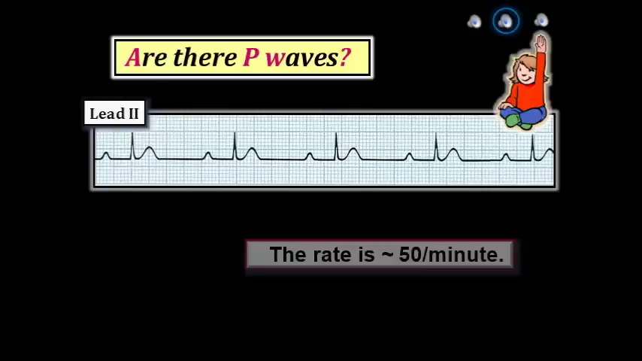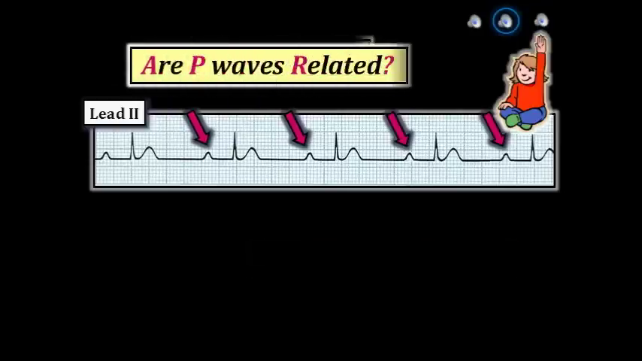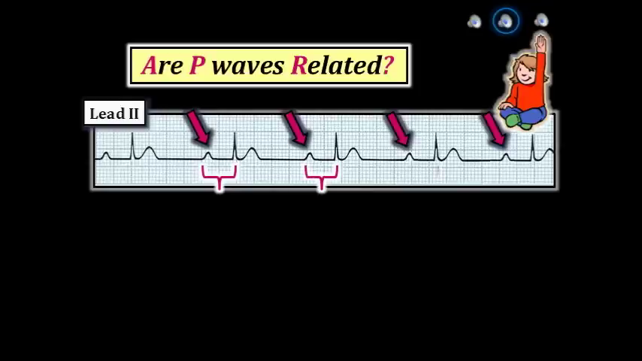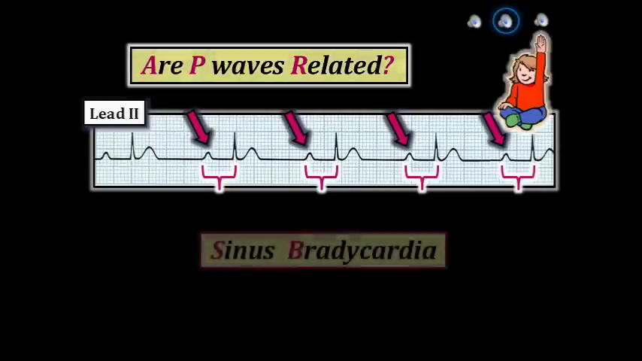The obvious answer is yes, red arrows, as shown by the regular occurrence of similar-looking upright P waves in this lead too, which leaves us with the last parameter. Are the P waves we see related to neighboring QRS complexes? To answer this question, we look in front of each QRS complex on the tracing to see if it is preceded by a P wave, and if so, whether the PR interval is constant. And it is. So the rhythm is sinus bradycardia.